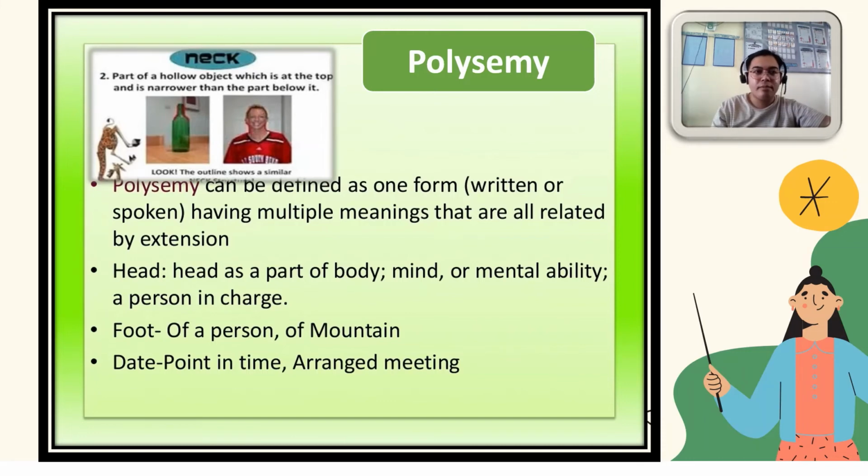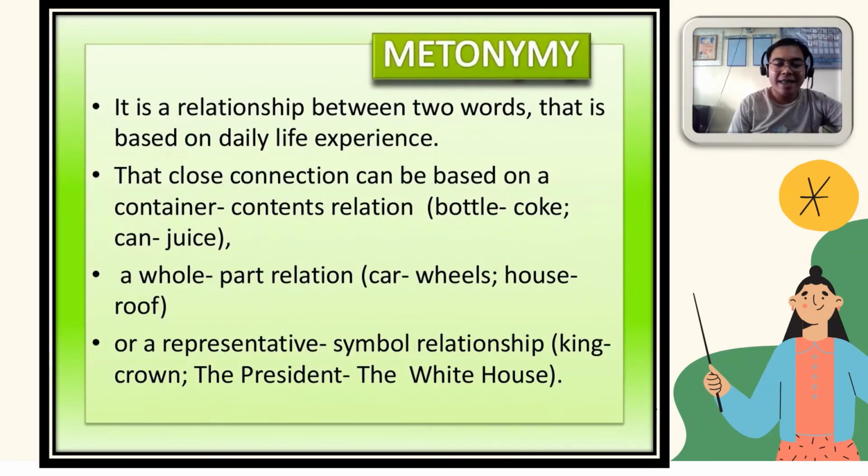Alright, so this time, let us proceed to another type of lexical relation, which is metonymy. Now, metonymy is a relationship between two words that is based on daily life experience. That close connection can be based on a container-content relation. So say for example, we have a bottle which is connected to a Coke, or a can could be connected to a juice, right?